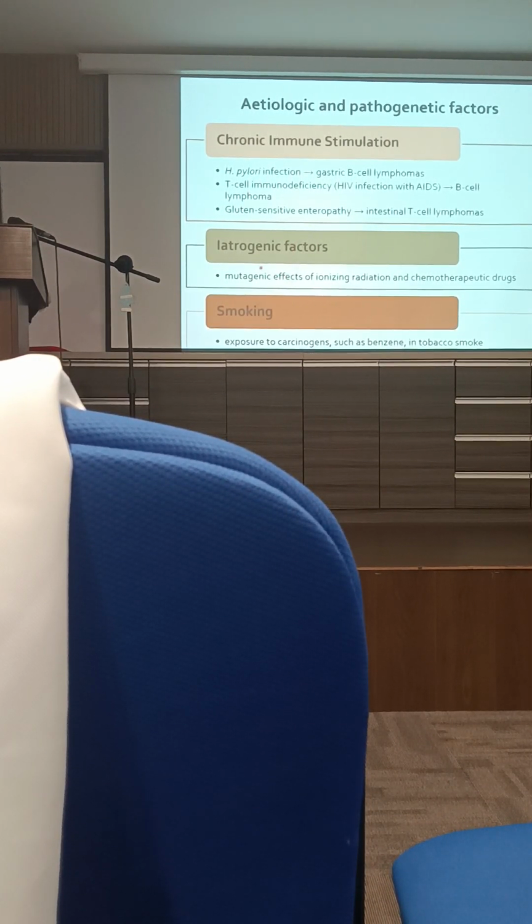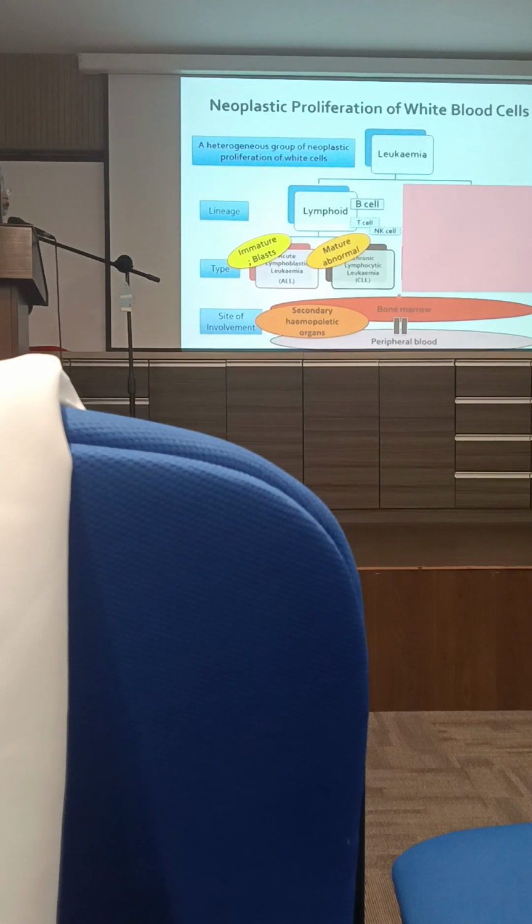Okay, iatrogenic factors, such as the mutagenic effects of ionizing radiation, chemotherapy, drugs, all can mess up the genetics, causing genetic aberrations. And of course smoking, all the carcinogens in smoking are a cause for cancer in almost all types of organs. Okay, so let's go to one arm.